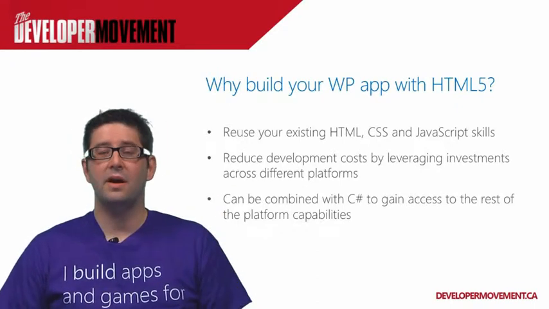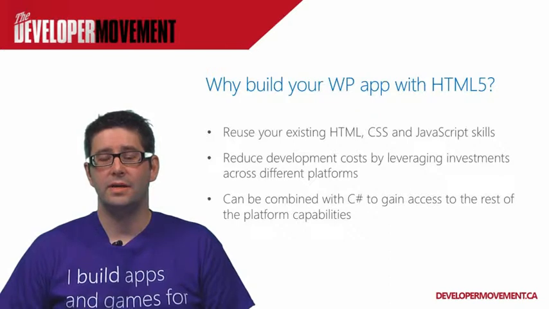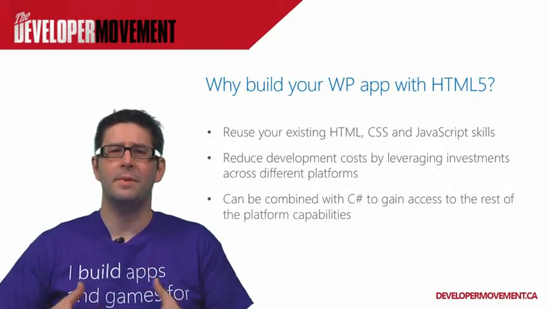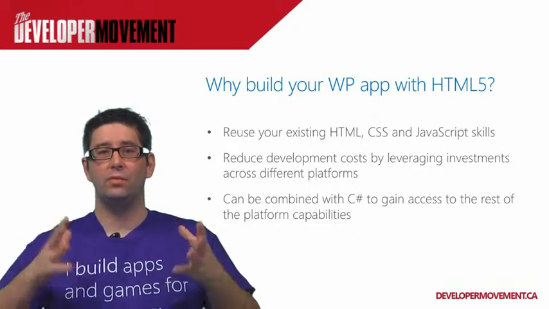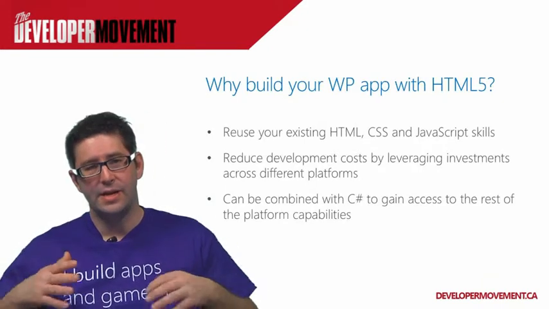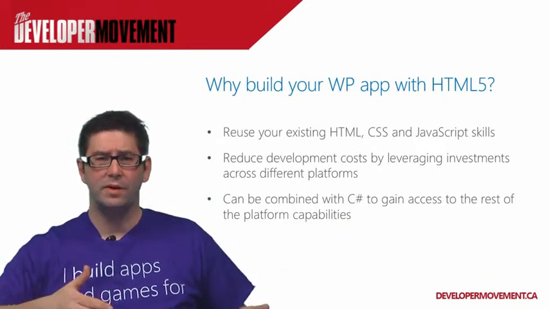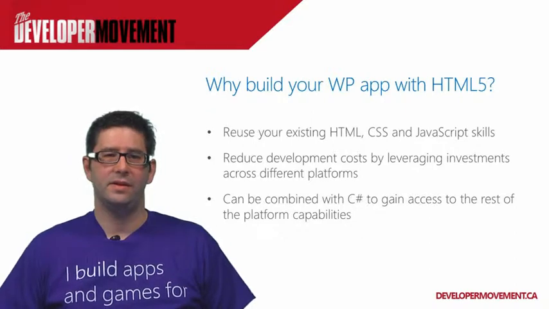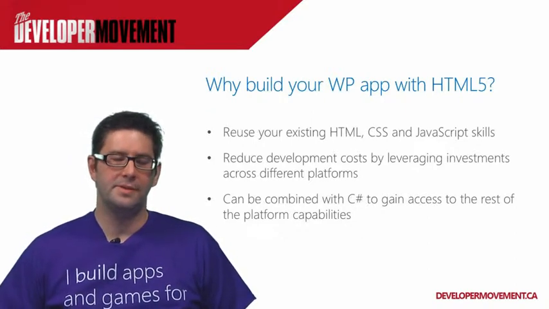Also, reducing development costs. That's one of the other things that you can do to make use of it. So this is talking about reusing the assets. So you build once for the web type of thing, and then you can reuse that across multiple platforms, not just Windows Phone. You can obviously use iOS, you can use Android, all those types of things.